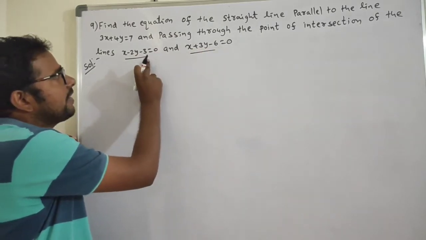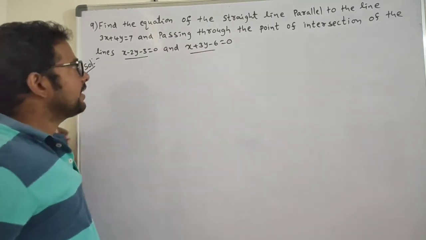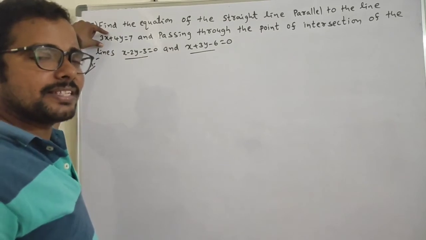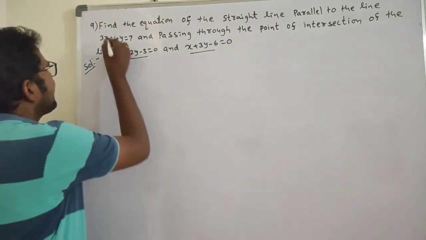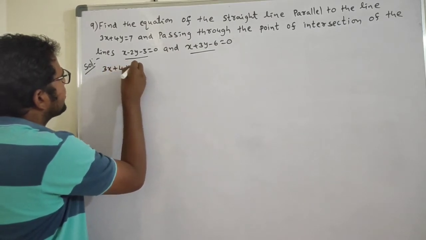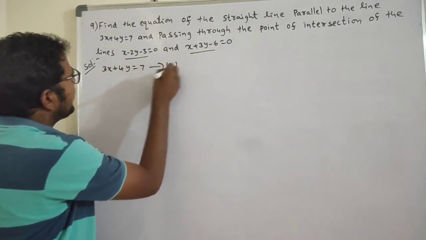We will take this as L1 and this as L2. And this required line is parallel to this line, 3x plus 4y equals 7. Now take this as L1, 3x plus 4y equals 7. Take it as equation number 1.